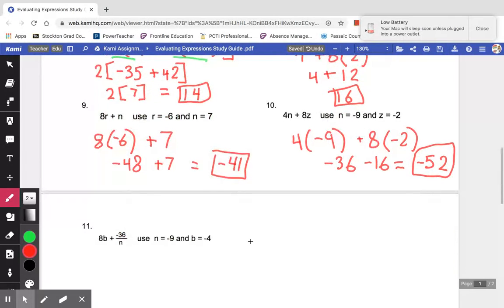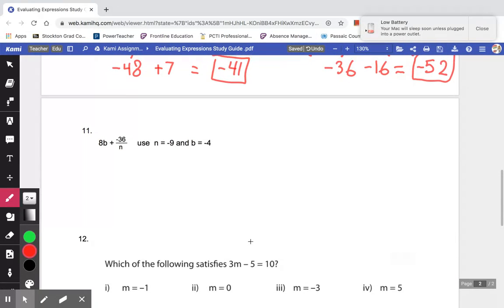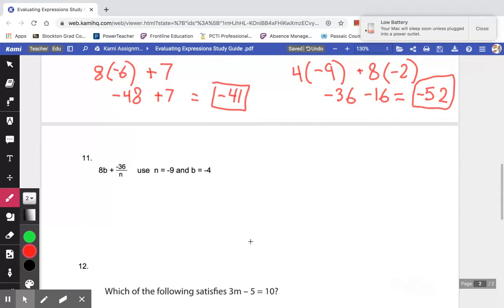Okay, so then 11 is our last problem where we're plugging in here. So I have 8b plus negative 36 over n. Just a note, I know this looks kind of confusing with the fraction here, but we know fractions actually mean division. So we'll use that a little bit later. So I'll start with my 8. Instead of b will be negative 4 plus negative 36. And underneath it is my n, which is negative 9.